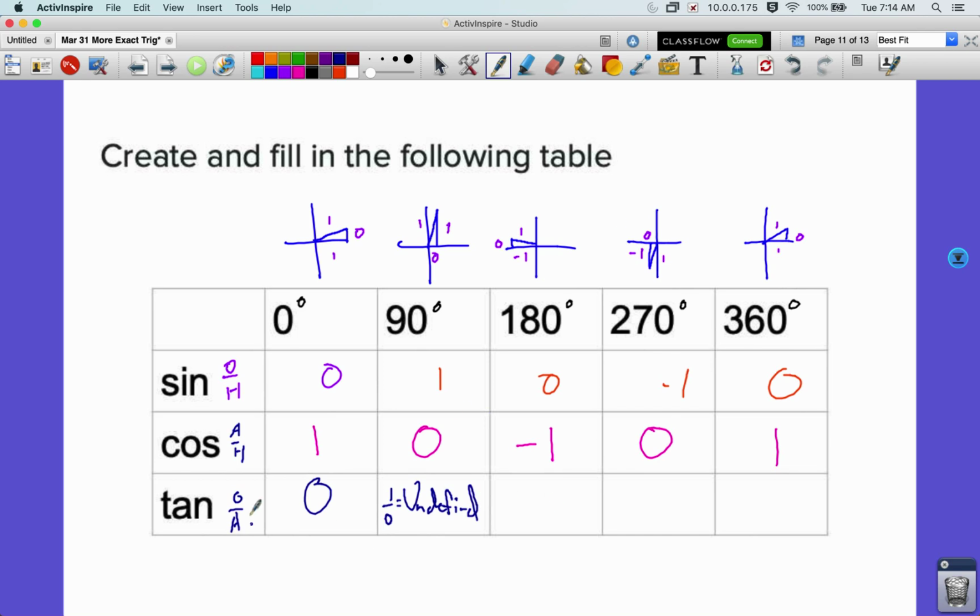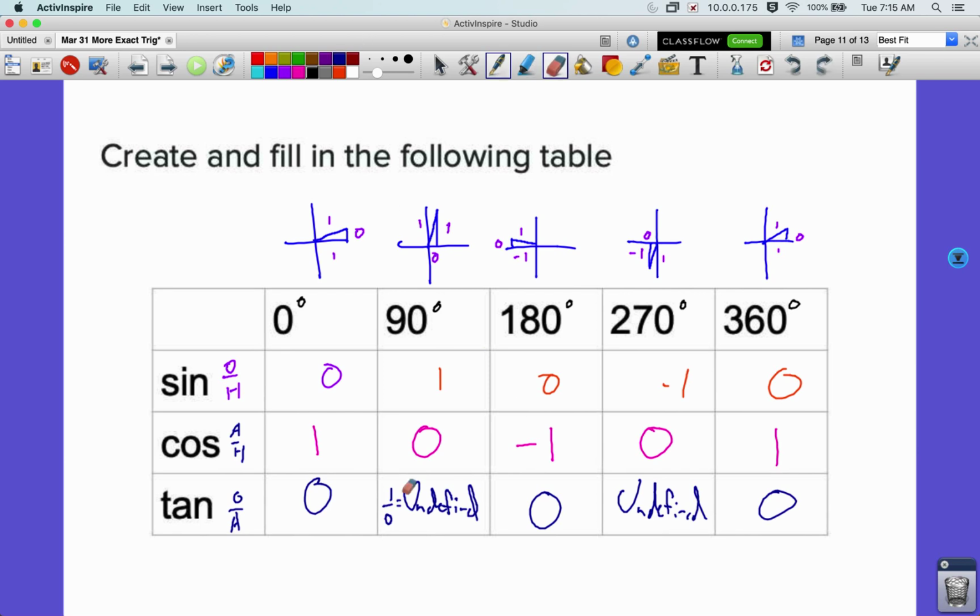All right, let's keep going. Opposite 0 over adjacent -1, we get back to 0. Opposite over adjacent, we get another. This one is -1 over 0, but it's still undefined. And then we're back to 0, so the pattern repeats. If I count by 90s, tangent goes 0, undefined, 0, undefined, 0, undefined, and on and on.